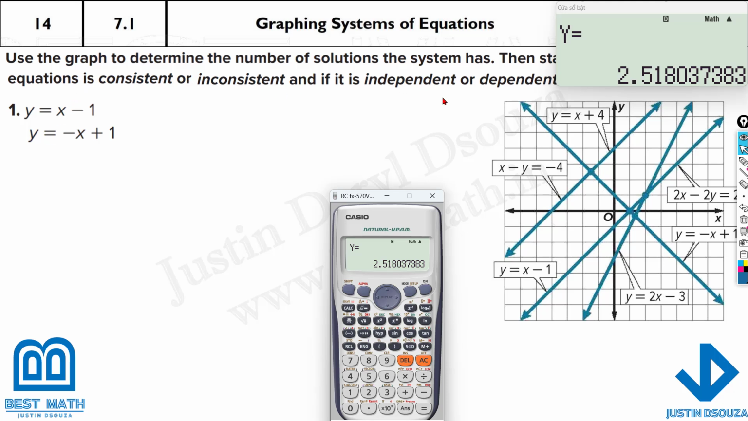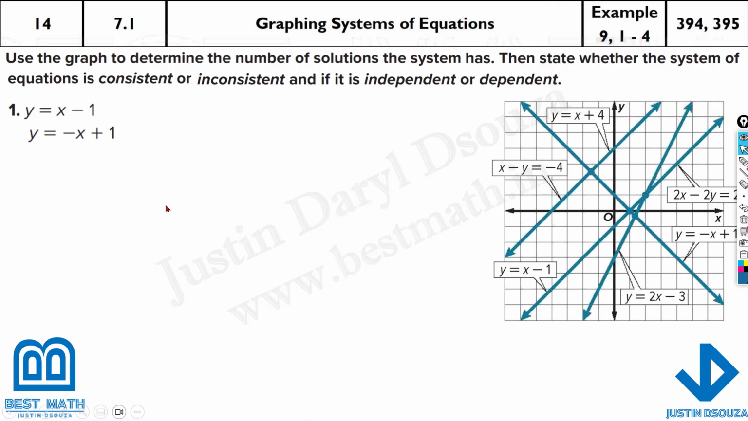Now we have the graphs given, and we have been told to find whether these are consistent or inconsistent, and how the equations relate. There are various ways you can use the calculator to solve these simultaneous equations and then deduce it. But the best way is, because the graph is already given, see where y is equal to x minus 1. This is the equation, this line.